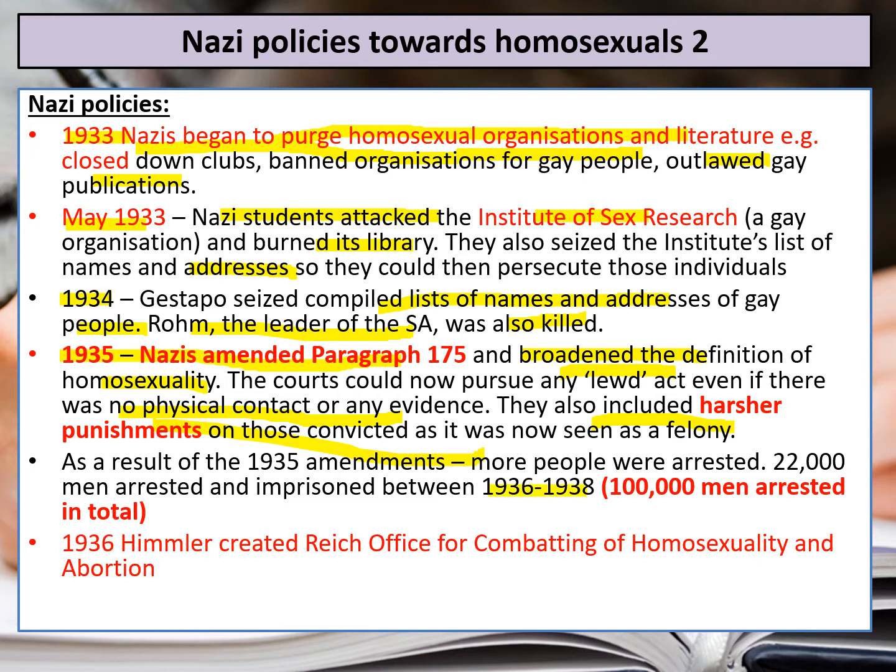So within 2 years, between 1935 and 1938, 22,000 men were arrested because they had broadened that definition. But a really crucial figure to remember is that 100,000 men were arrested in total, and about 50,000 of them were convicted. This is still an issue for the Nazis in 1936, because Himmler then creates the Reich Office for the Combating of Homosexuality and Abortion. So this is clearly something that the Nazis really cared about. We can see this in the escalation of their policy and the different things they carried out throughout 1933 to 1936. It's an issue they wanted to tackle immediately because they were really worried about the health of the nation. We can also see that through their policies towards women, where they had things like the law for the encouragement of marriage to try to encourage women to have 4 children.